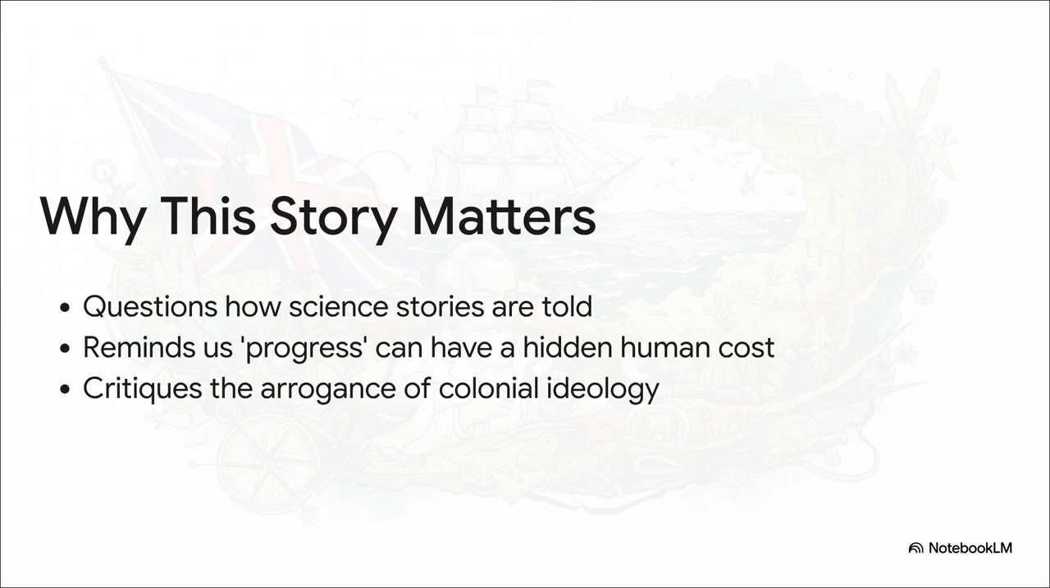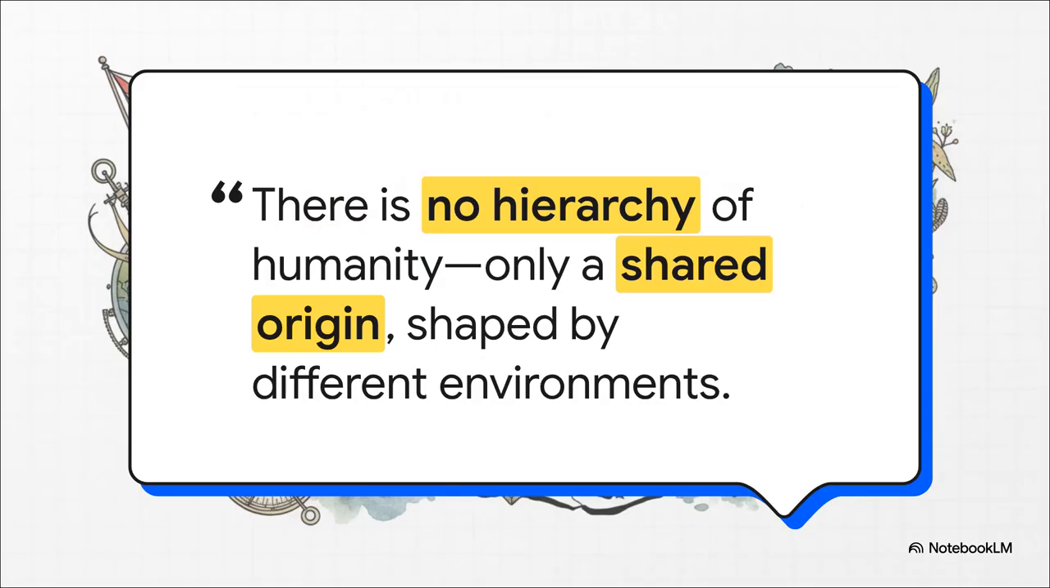So, what's the takeaway? Well, this story forces us to ask who gets to be the hero in the stories of science and discovery. It's this powerful reminder that progress is never simple. It often comes with a terrible human price tag. And finally, it just exposes the incredible arrogance of thinking one culture has any right to erase another. And that brings us right to the essential takeaway here, a truth that Darwin himself started to grasp through this whole complicated and messy journey. In the end, there is no hierarchy. There are no higher or lower people. There's just one human family with a single origin, endlessly and beautifully shaped by all the different places and histories in our world.